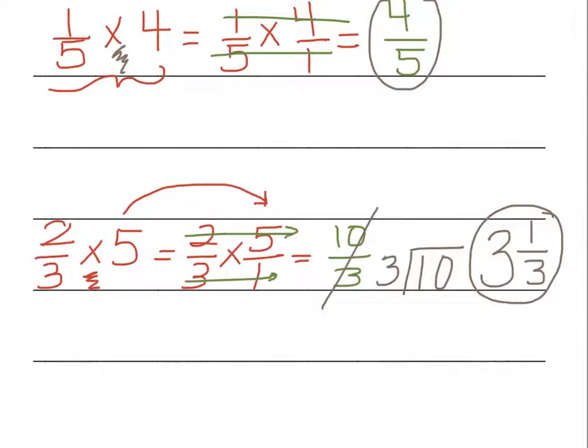So again, the steps are very easy. Remember, of is multiplication. Remember to turn a whole number into a fraction, you put it over 1. Remember, when you multiply fractions, you go straight across the top and straight across the bottom. And finally, remember if it is an improper fraction to convert it to a mixed number. And that is our lesson for today.